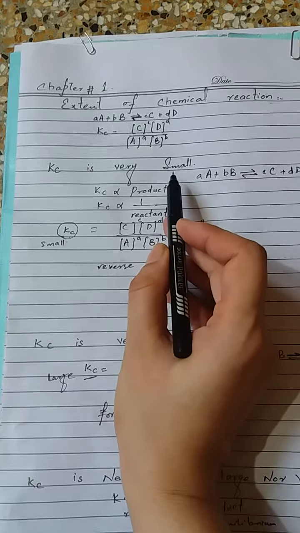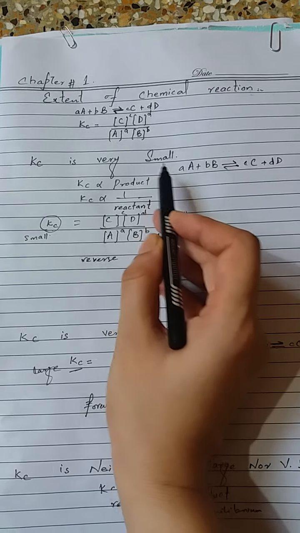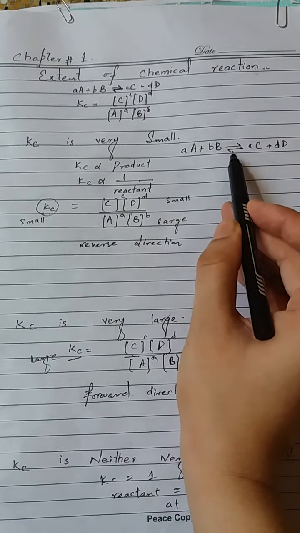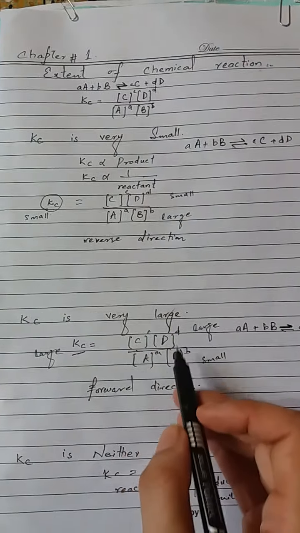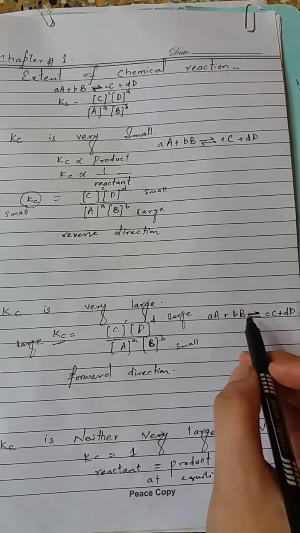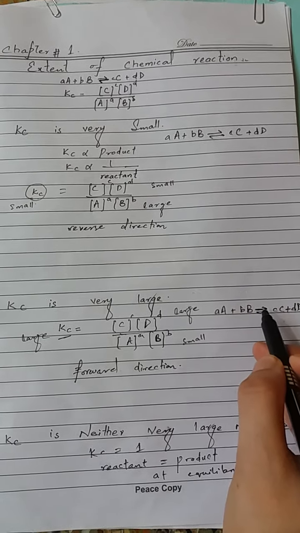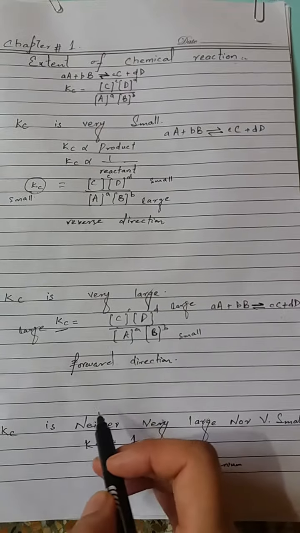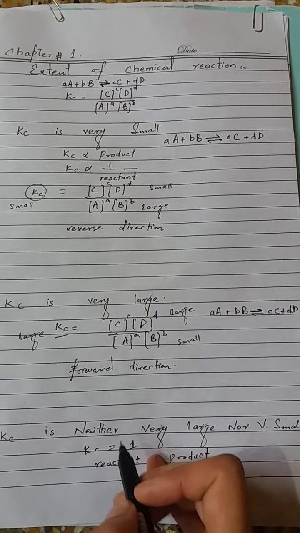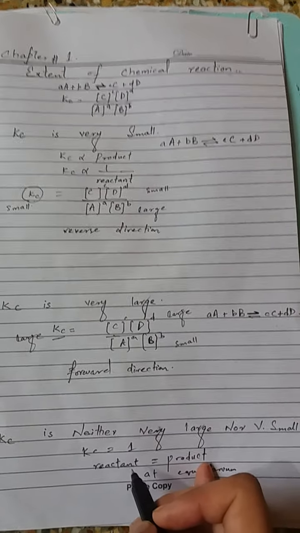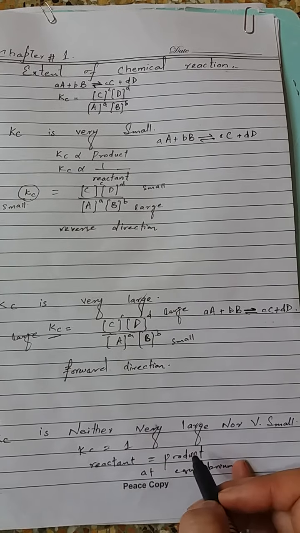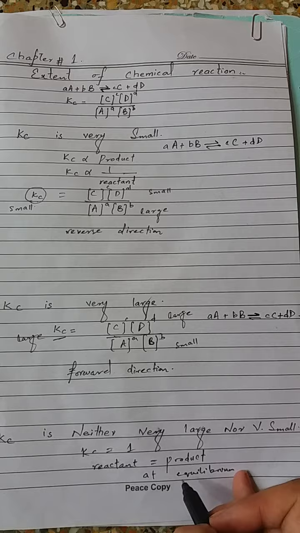So when Kc value is very small, it means that the reaction is completed in the reverse direction. And when Kc value is very large, it means that the reaction is completed in the forward direction. And when Kc value is neither very large nor very small, it is equal to 1, and the concentrations of reactants and products are equal, so the reaction is at equilibrium.